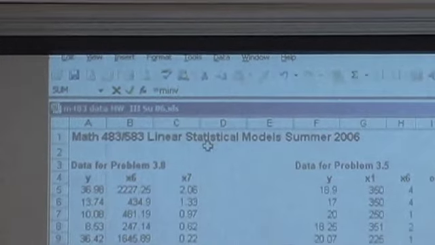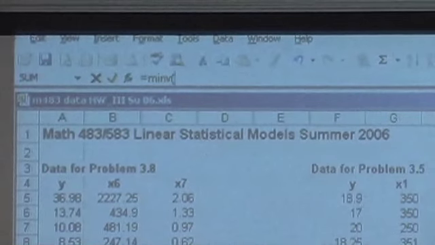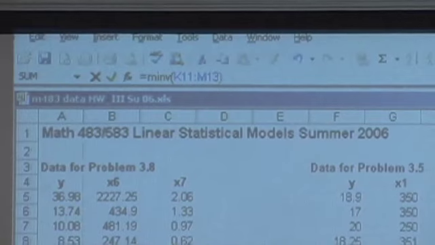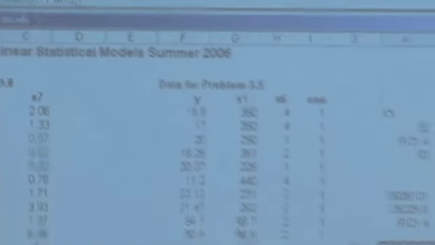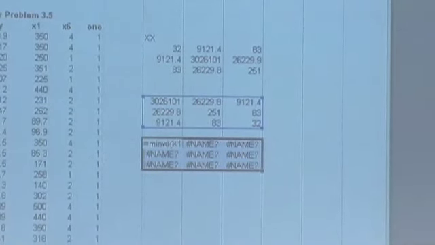MINV, matrix inverse, I believe. Open parentheses, highlight your matrix. The one I want? Yeah. And then hit a close parentheses and hit Control Shift Enter. Control Shift Enter, that's the key. Okay, I did something wrong there. Okay, so matrix inverse, maybe you need INVERSE.